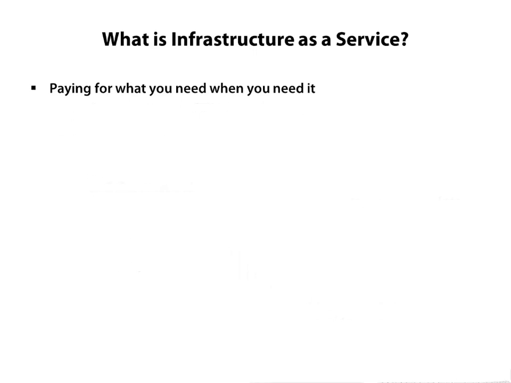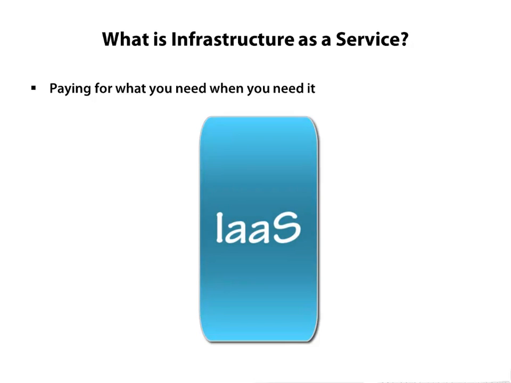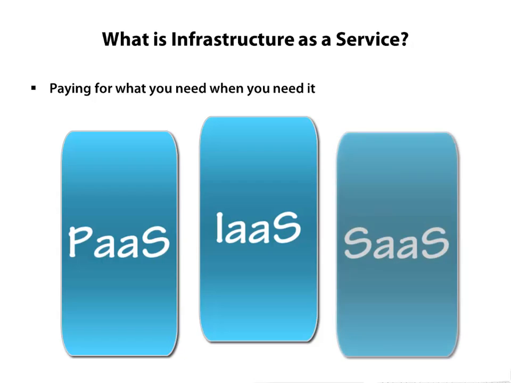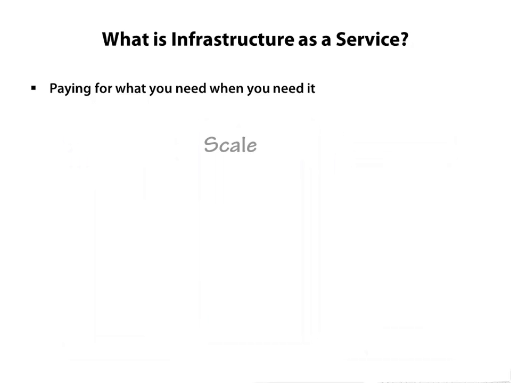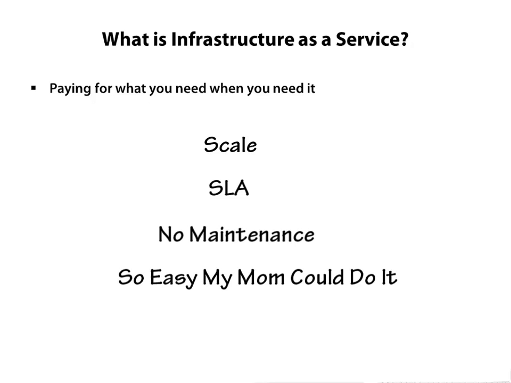What is infrastructure as a service? Infrastructure as a service is a pillar of cloud computing alongside platform as a service and software as a service. It takes the concept of the on-premise data center and geographically relocates it into a multi-tenant shared server ecosystem with a focus on delivering what you need when you need it. It gives you nearly unlimited scale, high uptime with a guaranteed SLA, no server maintenance, and ease of use. In doing so, you pay for only what you use.